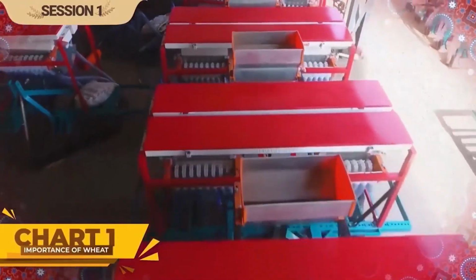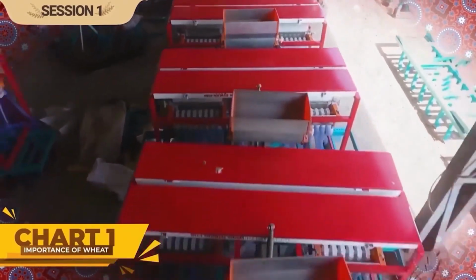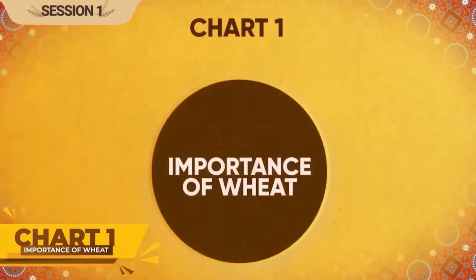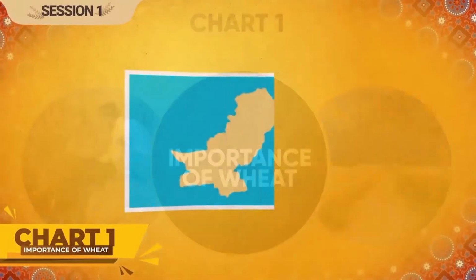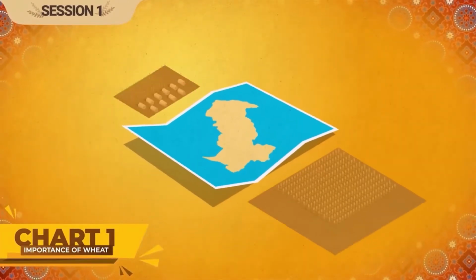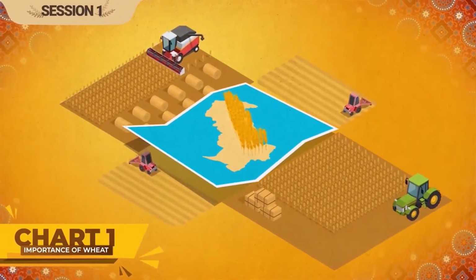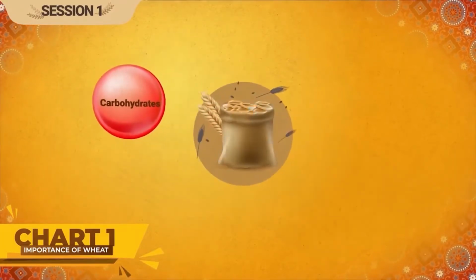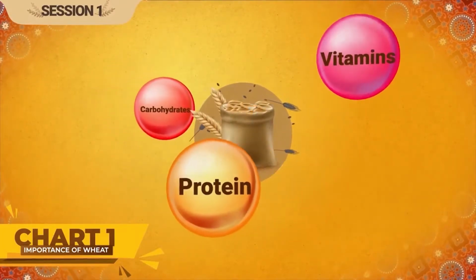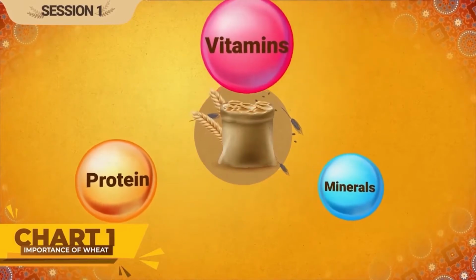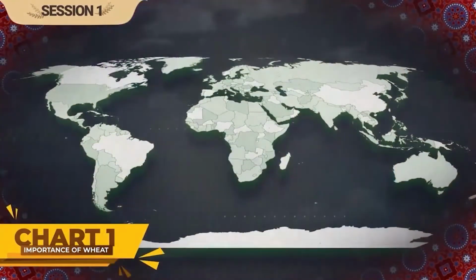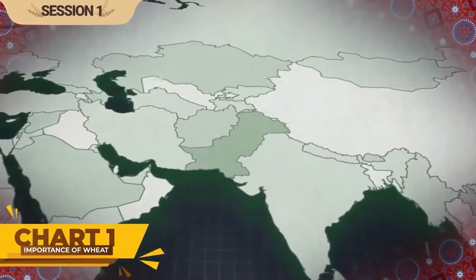Before discussing crop production technology of wheat, let's discuss the importance of wheat. Wheat is a major staple cereal food crop and is largely cultivated all over Pakistan. Wheat is a source of carbohydrates, protein, vitamins, and other dietary minerals. Wheat is a widely consumed crop all over the world.